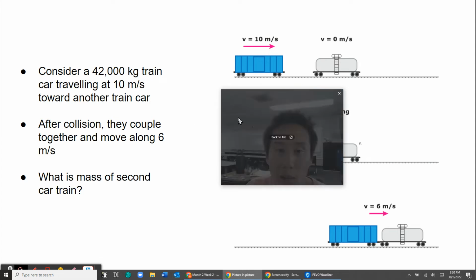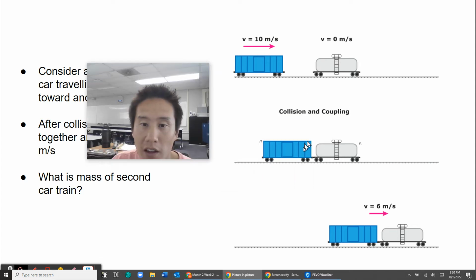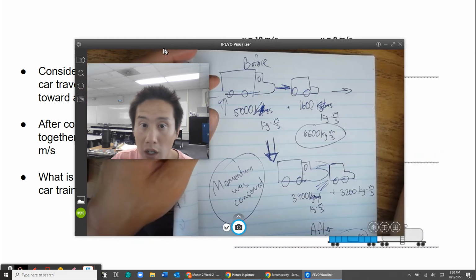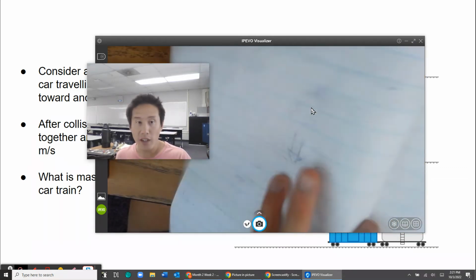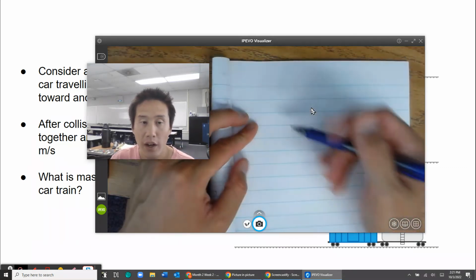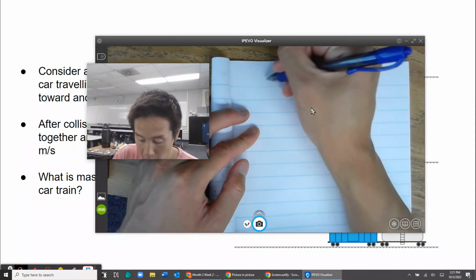So after the collision, they couple together. Check it out. They collide and they actually couple together and they both move at the same speed. Notice that the first car was traveling much faster before the collision and it lost some of its speed, but now the other car shares that speed. We're going to use all these details to find the mass of that train. How are we going to do it? You don't have to keep drawing it like I do, but I like to draw it.